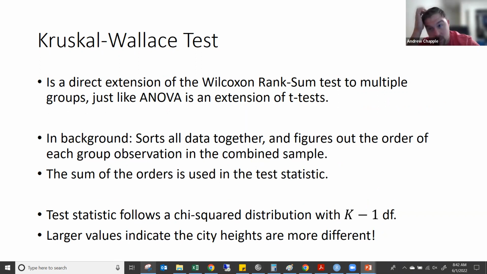In the background, what happens is it takes all the data from the 4 cities, or however many you have, sorts them all together, and then figures out the order of all the data points in the combined sample. So, for example, if all of the Shreveport weights are the lowest, it uses that ordering structure to get the idea. This test statistic follows a chi-square distribution with k minus 1 degrees of freedom. K here is the number of groups again, and larger values indicate the city heights are more different.